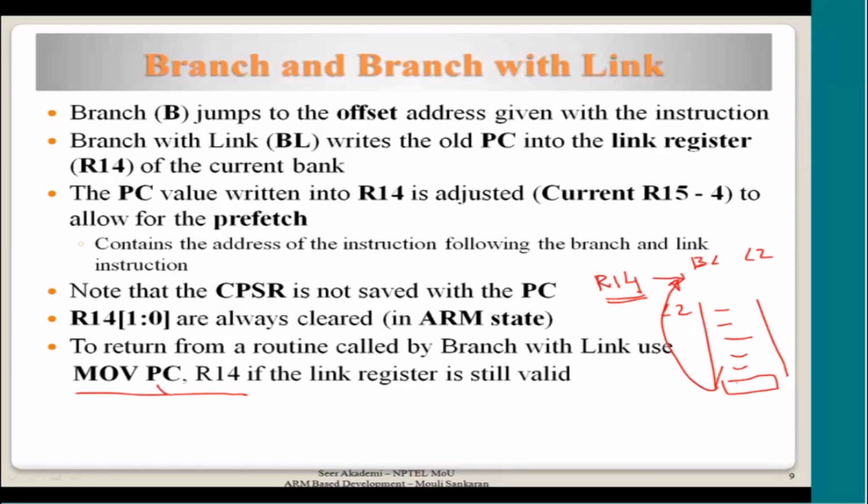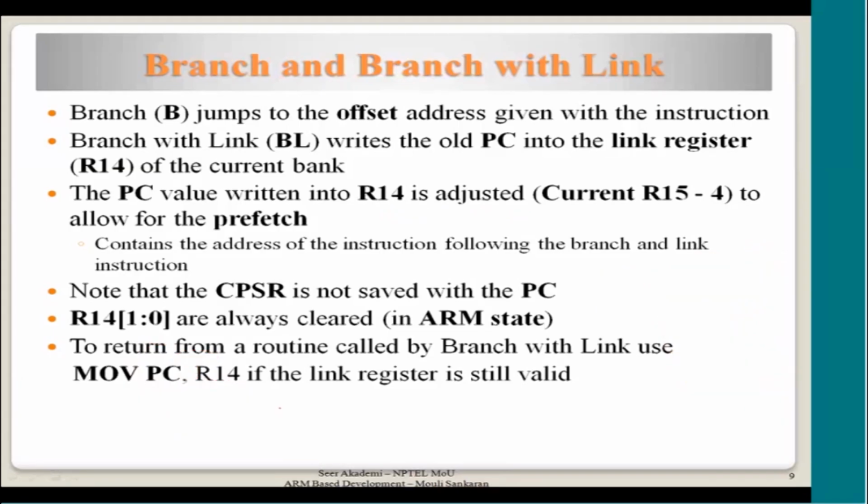You know that PC can be used as a simple Rd in the move instruction. When this adjustment is already done, R14 is pointing to the instruction next to the BL, so it is very simple to bring the control back to this place by just copying R14 into PC. You agree? This is what brings the control back to this location. What is given here is this instruction. This is how the control comes back to the location which was saved in R14, prior to the BL instruction.